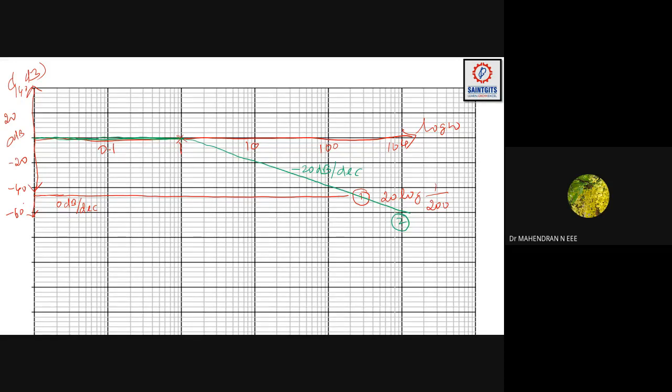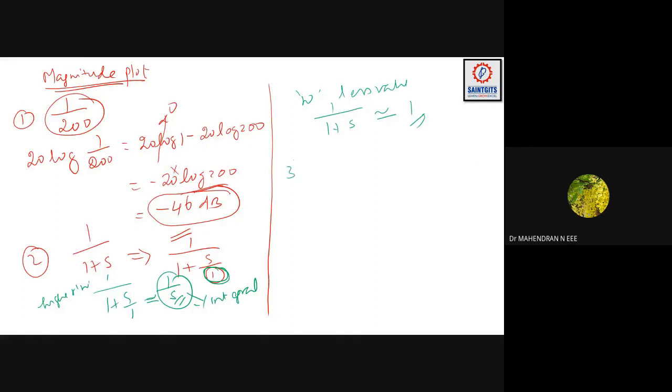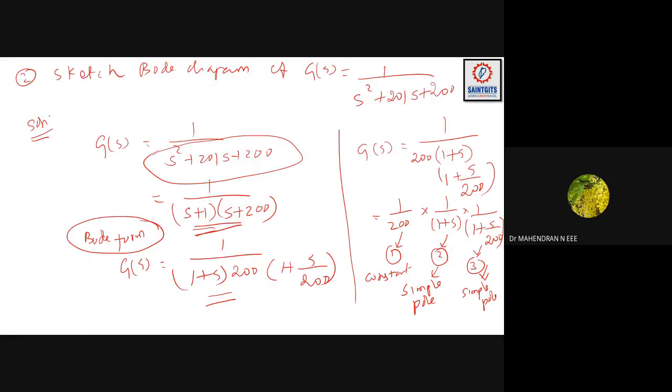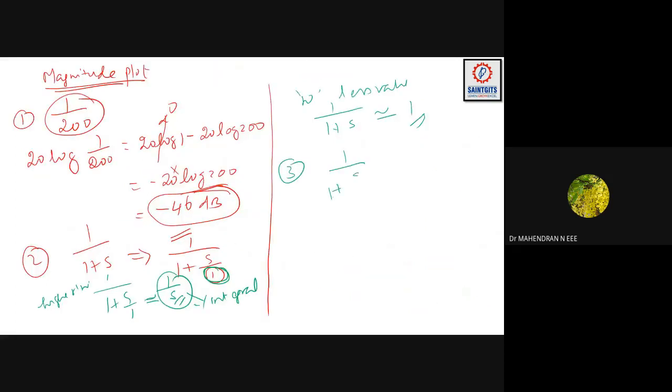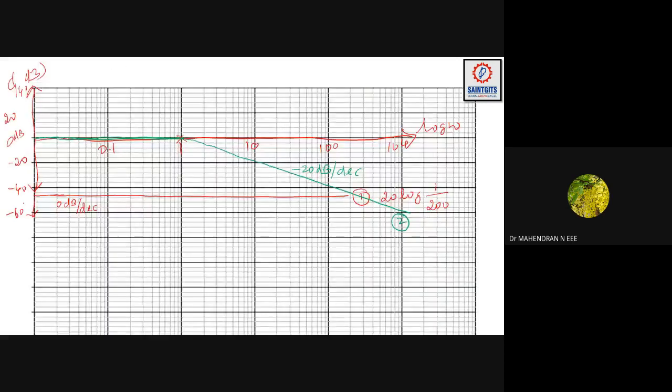So what will be your third term? The third term will be 1 divided by 1 plus s divided by 200. Here the corner frequency is 200. So where is the 200? This is 100, and this is 200. What will be the next frequency? 200 into 10, it will be your next frequency. Am I right?